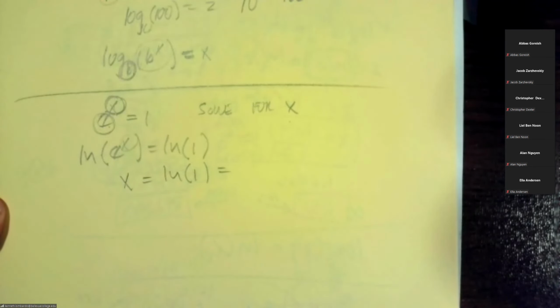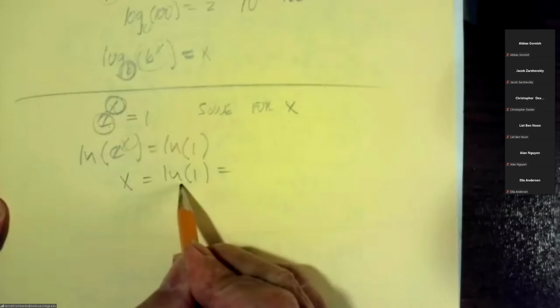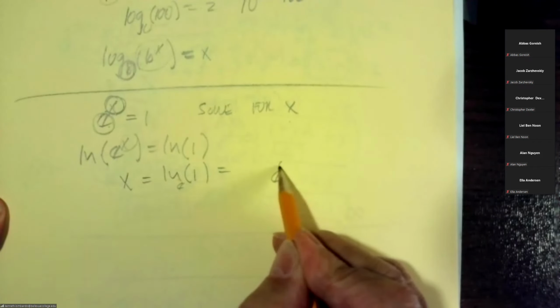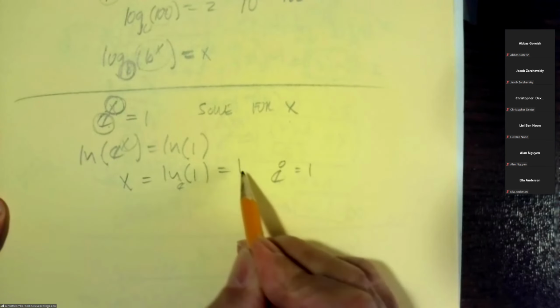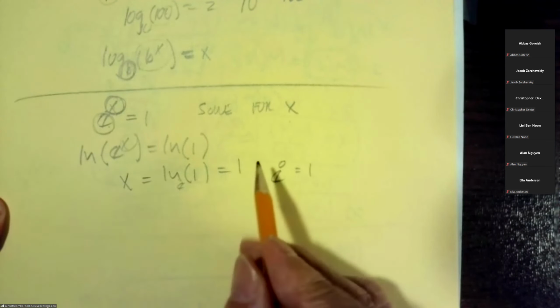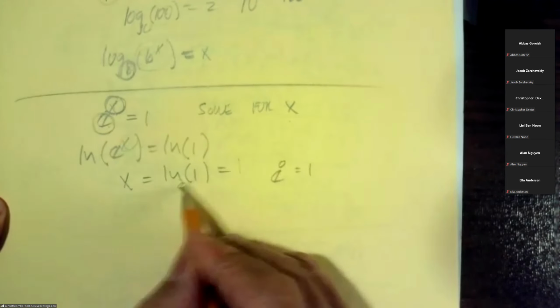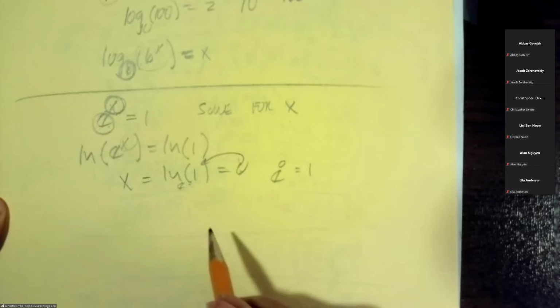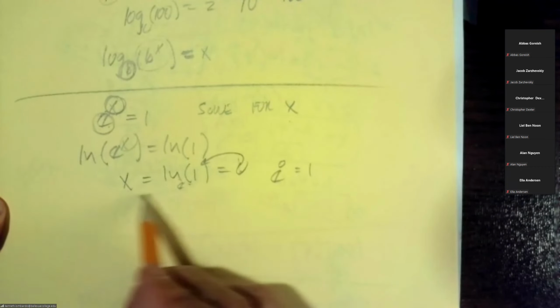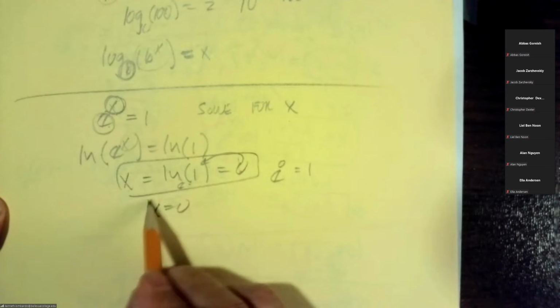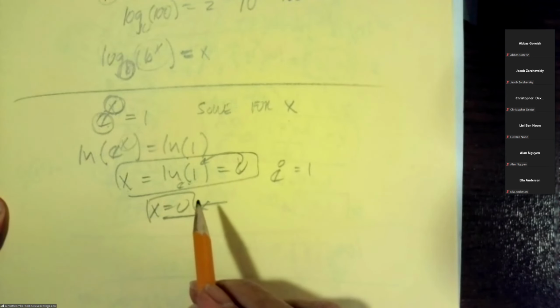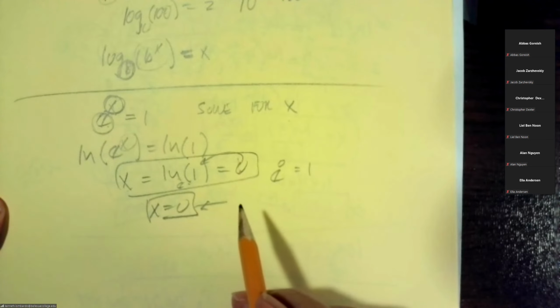And what's the ln of 1? 0. How do we know that? Anything to the power of 0 equals 1. So this is base e. This says e to the 0 equals what? And it equals 1, doesn't it? So that says e to the 0 power is this thing. So x equals 0 in this case. x equals 0. Does it make sense, everybody? Questions on that at all?